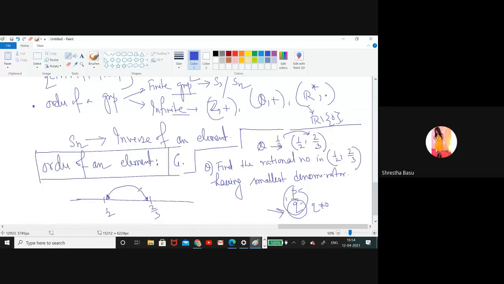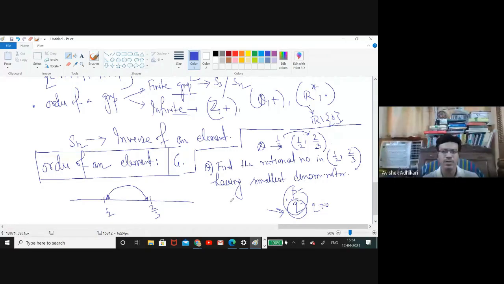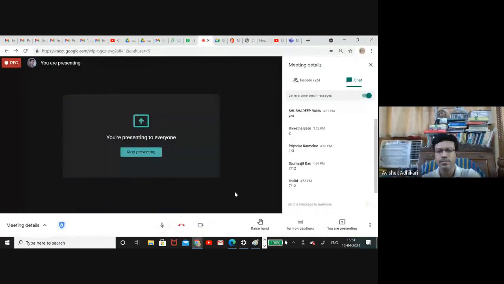Can it be 0.51? No, no. It has to be a rational number, in p by q form. Somebody says 7 by 12. Okay, many of you have already given 7 by 12. Anything else? You all know rational numbers, and you all know calculations. You all know what is meant by the smallest denominator.